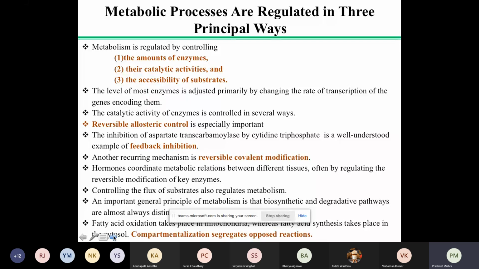There are different ways in which enzymes can be regulated. I think we will discuss this in the next class. But in general, you must know that the amount of enzyme, catalytic activity, or accessibility to the substrate could be major sources of controlling them. So I'll discuss this in the next class.